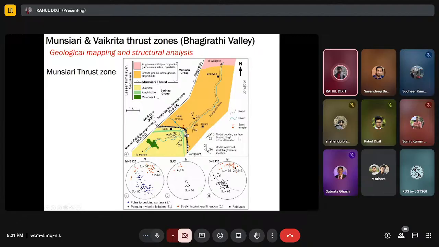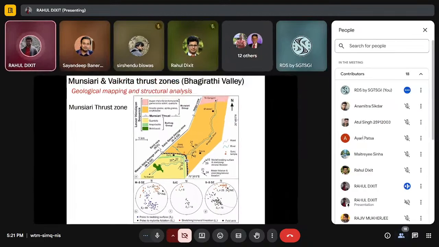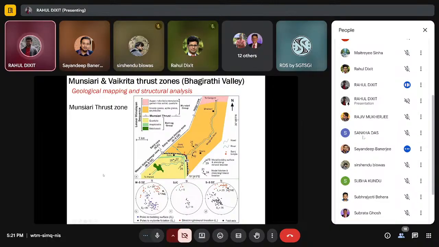That is, the bedding planes are shown in the first stereo plot, as you can see here. These blue dots represent the bedding surfaces, and these red dots represent the lineations in that region. Basically, we did not separate the mineral lineation from the stretching lineation. So overall, whatever types of lineations were present, we combined them and projected them here.